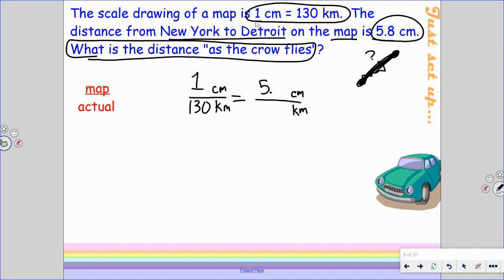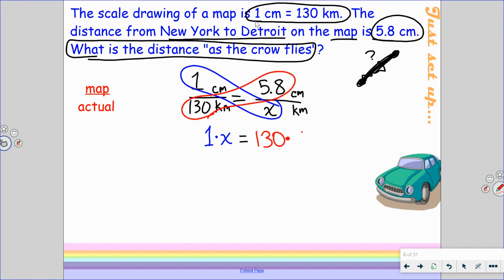5 8/10 centimeters, I know that the new or the map distance is given, and we're looking for the actual. Now let's go ahead into our cross products. 1 times x is quite nice because that's just going to give us exactly what we want. Meanwhile, the other product, 130 times 5 8/10, doesn't matter which way you do. Now, 1 times x is x. So really all we need to do is multiply 130 times 5 8/10. I'm going to go ahead and do that for you folks. I believe you can trust me. Oh, Mr. Callan, you forgot to estimate again.